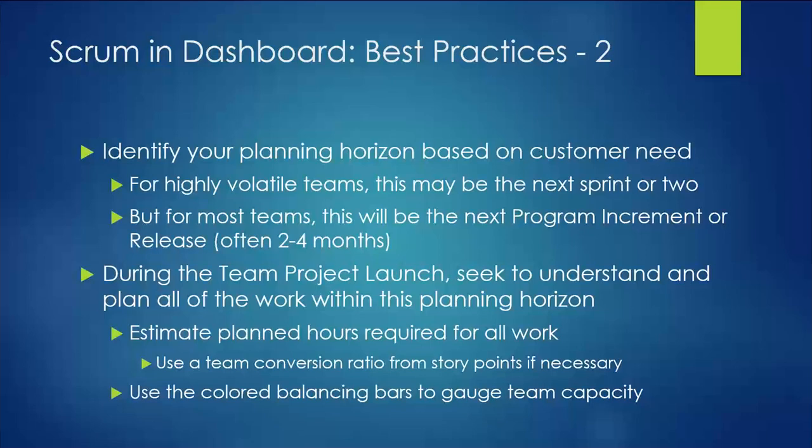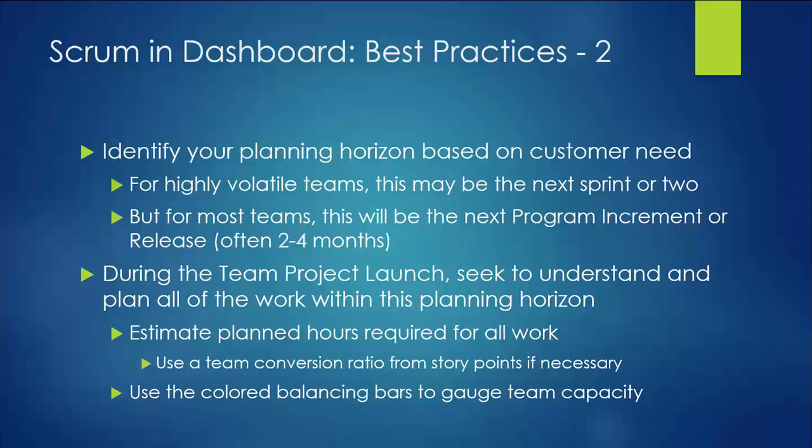So for highly volatile teams that want the opportunity to pivot every sprint or two, your planning horizon might only be the next sprint or two. But I would say in general, most teams aren't quite that volatile, and most teams do need to think a little bit into the future and be able to make some commitments to their customers. So for most teams, I think it's going to be pretty common for their planning horizon to be at least the next program increment or the next release, which would often be 2 to 4 months. Perhaps this is something that you would be looking at quarterly.